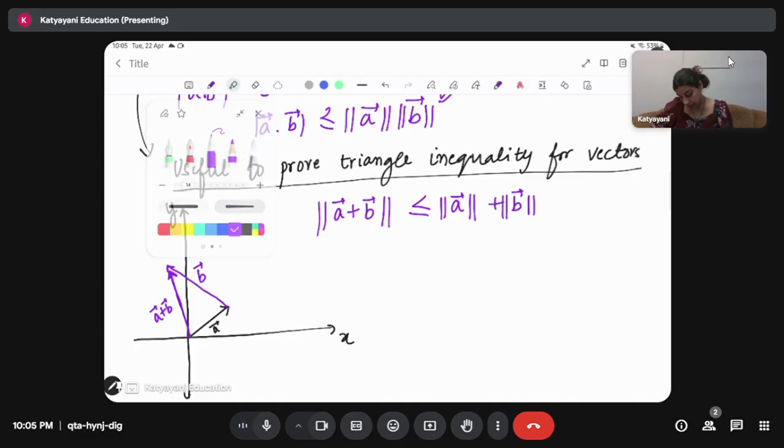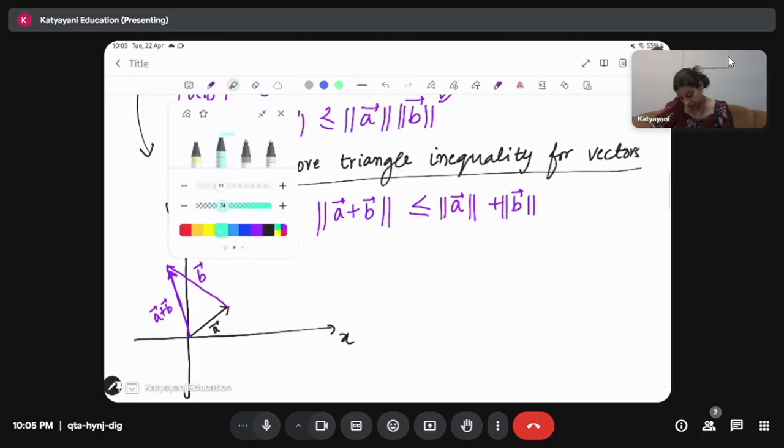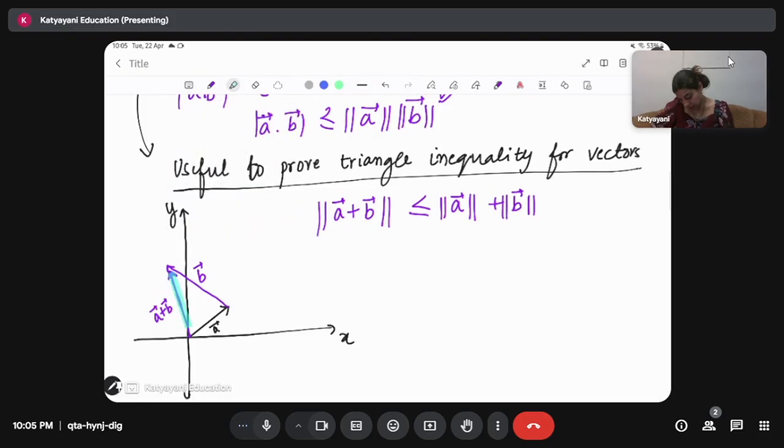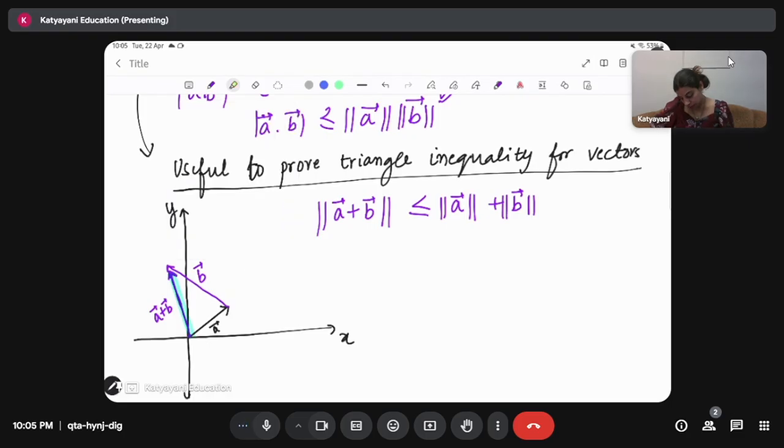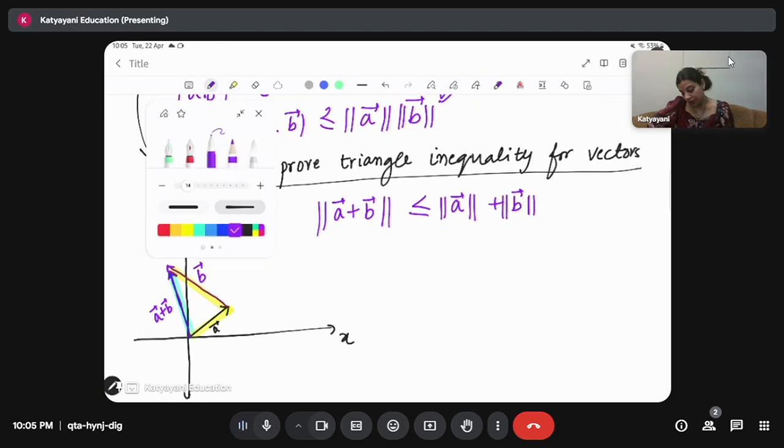where is my highlighter here? So this length here is less than the sum of these two lengths, this plus this, right? So जो blue वाली length है, it is less than this yellow length, the sum of the length of vector a and length of vector b. This is what you have to prove. Now the geometric interpretation of it is clear.